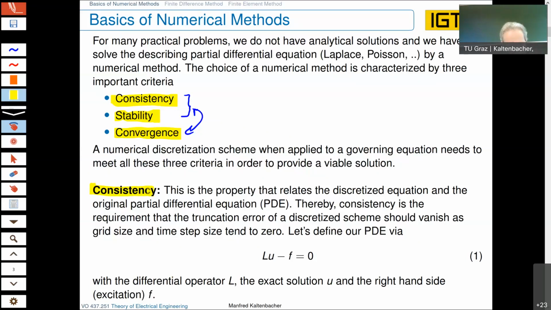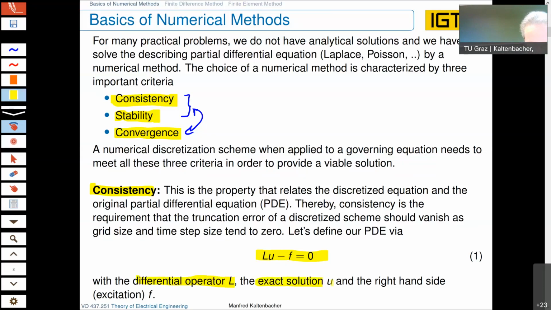So let's start with the first topic, consistency. And for this, make it as follows. In mathematics, you mainly write the partial differential equation like this. L is our differential operator, could be the Laplace operator. Very simply speaking for us, let's think of electrostatics. We have minus the Laplacian of the scalar electric potential equal to some charge density. Okay, so this is the differential operator.